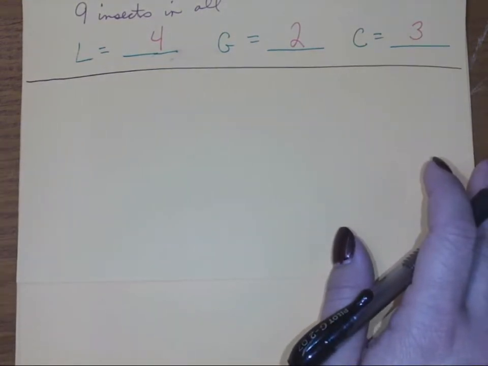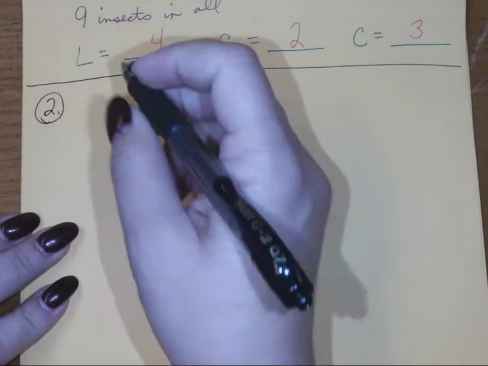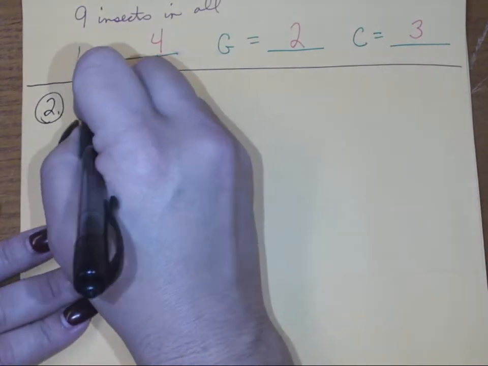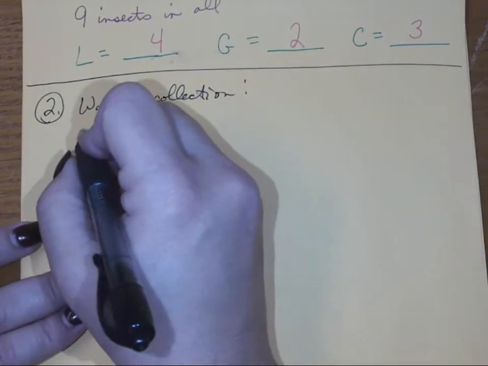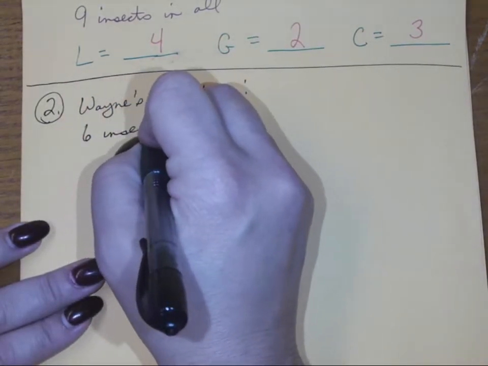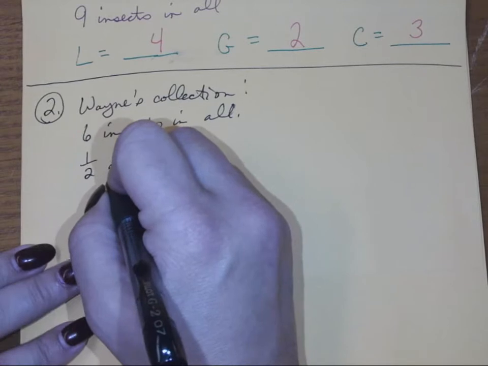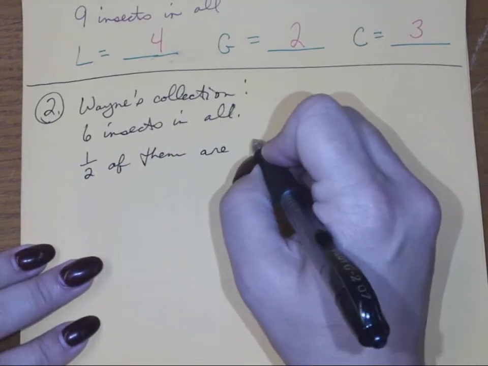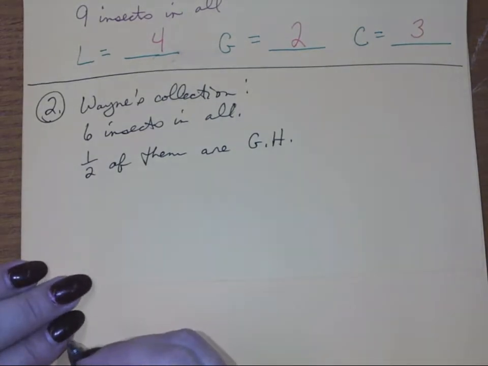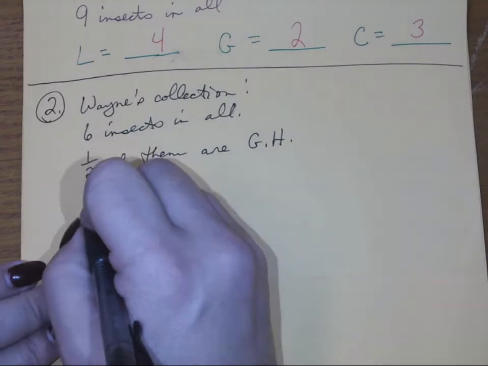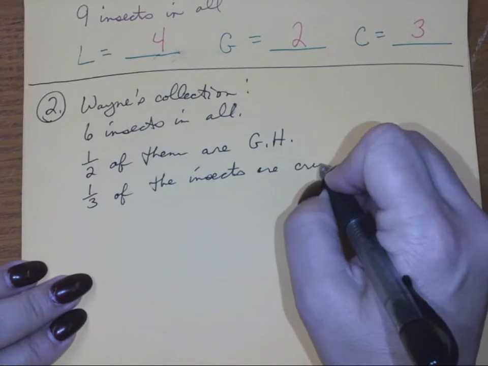Okay, what you'll find is as we go along, these problems will get a little more difficult in their math, so to speak. So here's Wayne's collection, number 2 on that guy. He has 6 insects in all. He knows that half of the insects are grasshoppers, and I'm just going to start abbreviating grasshoppers. Sorry about that. And he knows that a third of the insects are crickets.